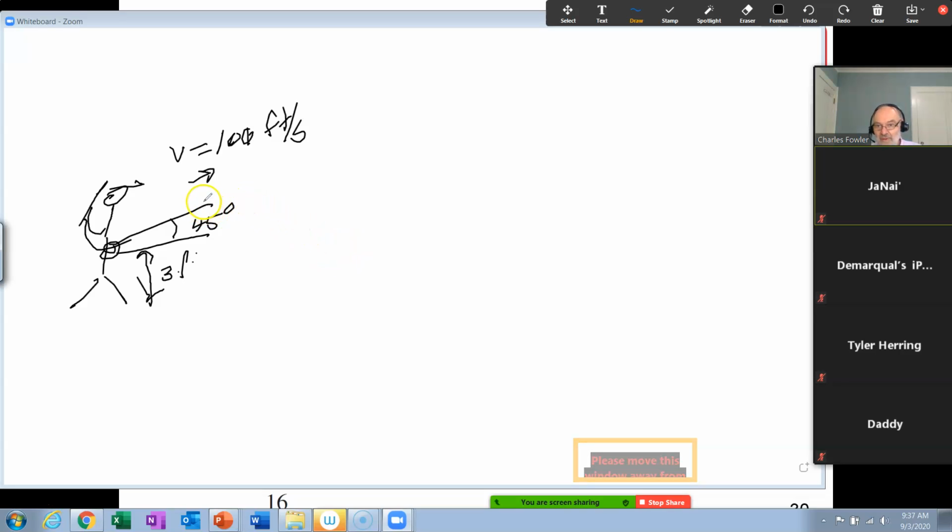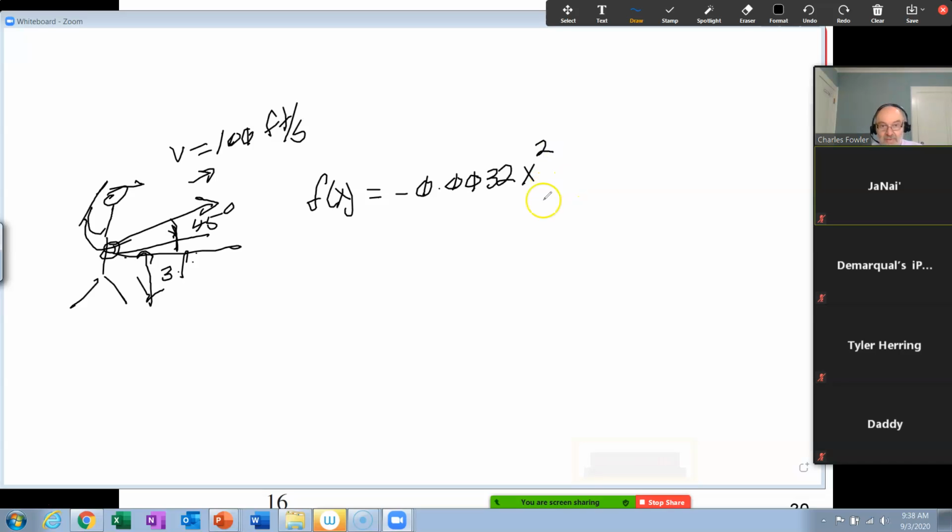Here's the path of the baseball here, and this is supposed to be the horizontal here. Okay, so maybe that would be better. Now the path of the baseball is given by this function. F of x is equal to negative 0.0032 x squared plus x plus 3. Weird function, huh?